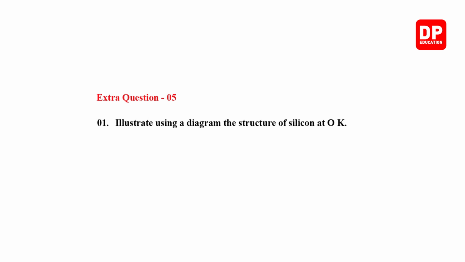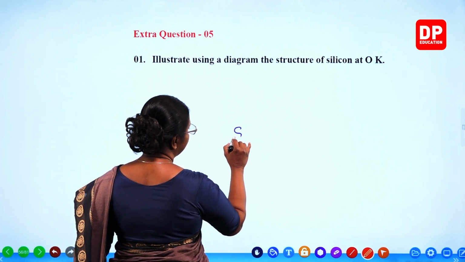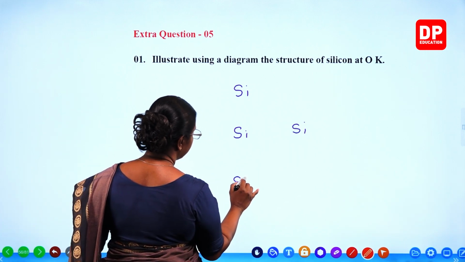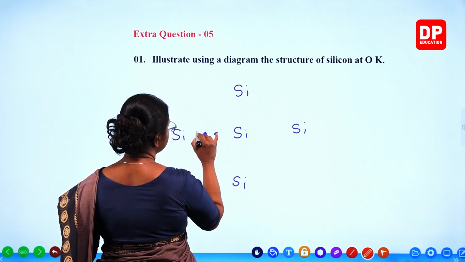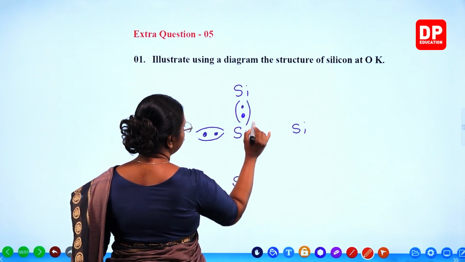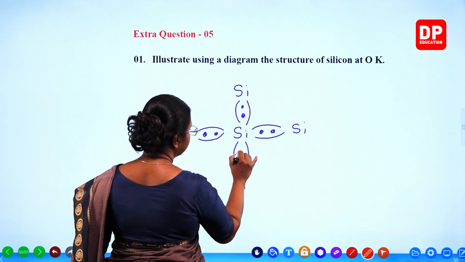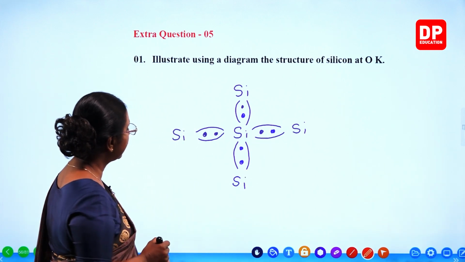Extra question 5. Illustrate using a diagram the structure of silicon at 0 Kelvin. So at 0 Kelvin, you all can remember, students, we have a lattice structure. There will be 4 silicon atoms around 1 silicon atom, and there will be bonds. They are all bonded together like that. If you are to draw the complete structure, all the electrons will be part of the bond. Silicon lattice at 0 Kelvin.